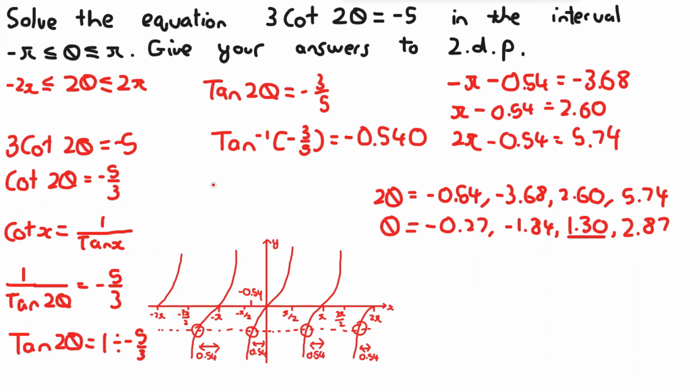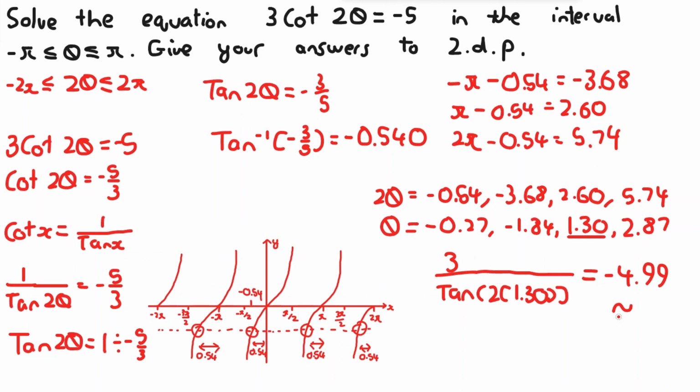Now there's no actual cot function on your calculator, so instead we're going to write it as 1 over tan x, but it means the exact same thing. So this is going to be equal to 3 over tan, and then we've got 2 theta, and this is 1.30 in this instance. And if you sub this into your calculator, make sure your calculator is in the radians mode, you get a value of minus 4.99, which is very, very close to minus 5.